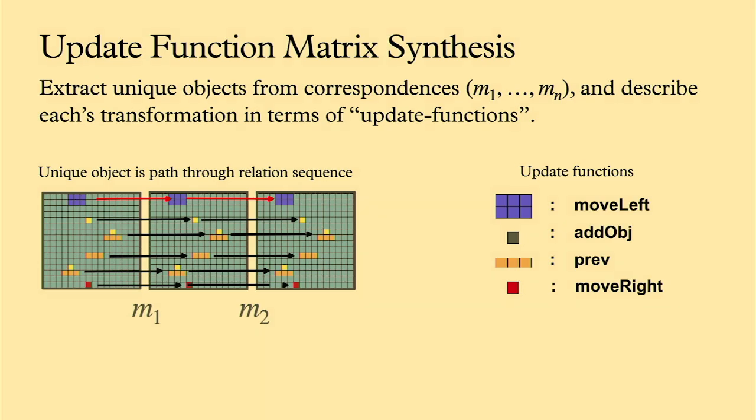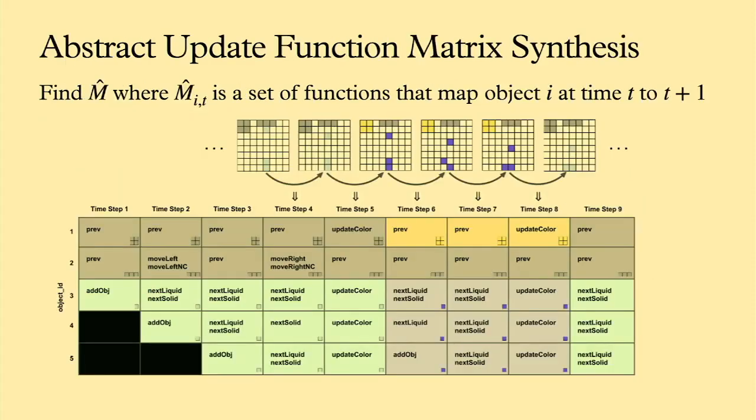What we want to do is assign transformations from within our language to these consecutive time frame by time frame transformations. We have a set of primitive functions, which we call update functions. They are either built into the language or supplied by the user, and we're going to start assigning these to these piecewise transformations. To do that, we construct what we call an abstract update function matrix.